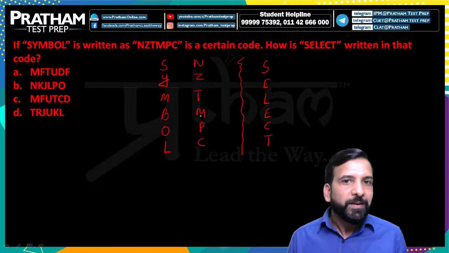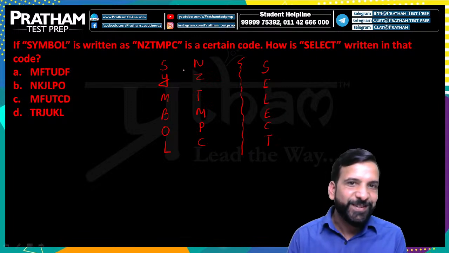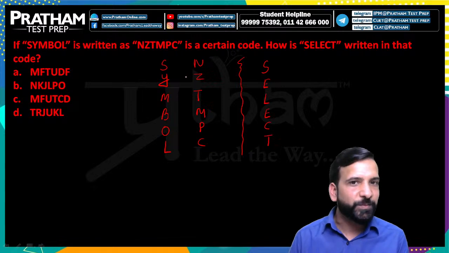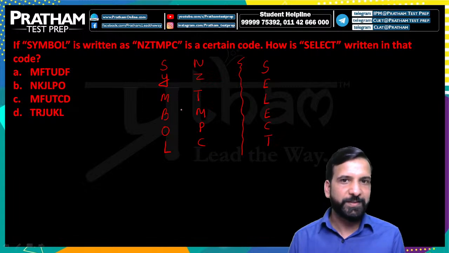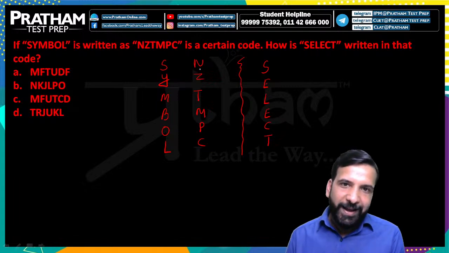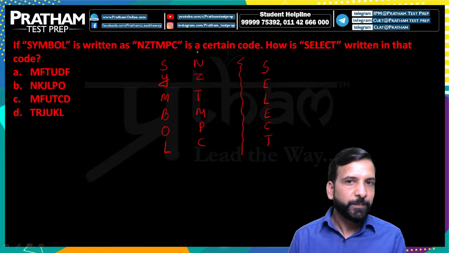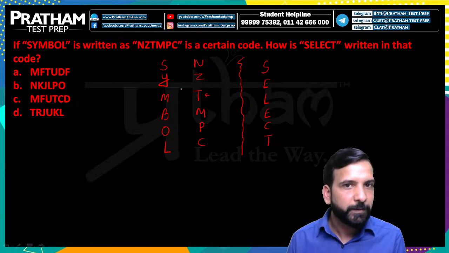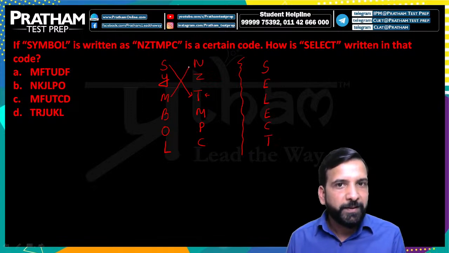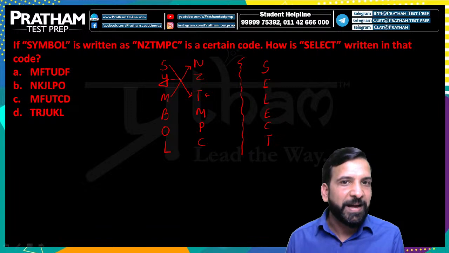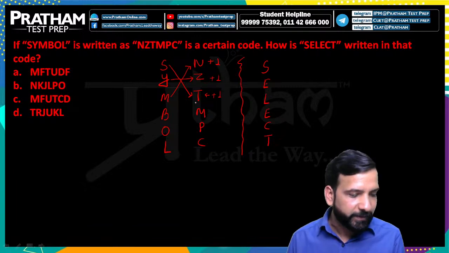So symbol S and N, is there any relation? Y and Z is +1, we can say, but S and N, is it +1? No, this is not +1. So is any letter near S here in the code? Yes, T is here. So S +1 is T. Similarly, M +1 is N and Y +1 is Z. This is similar logic that we have applied in one question earlier, right?